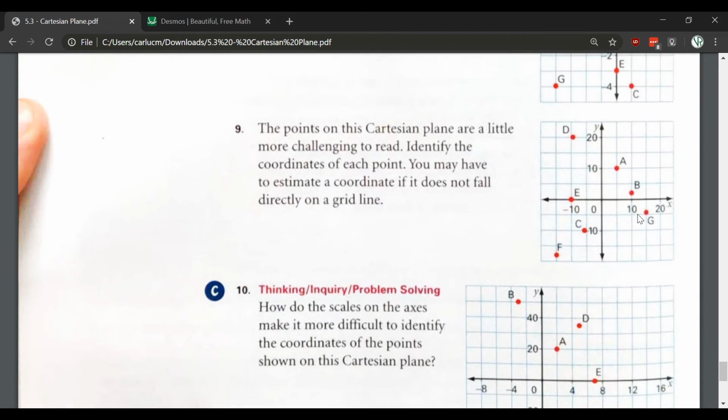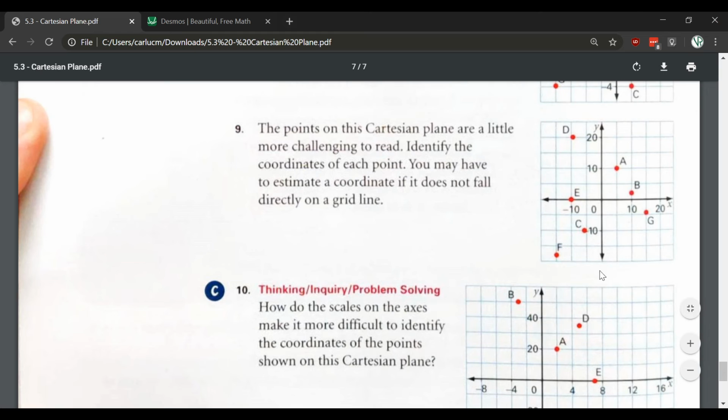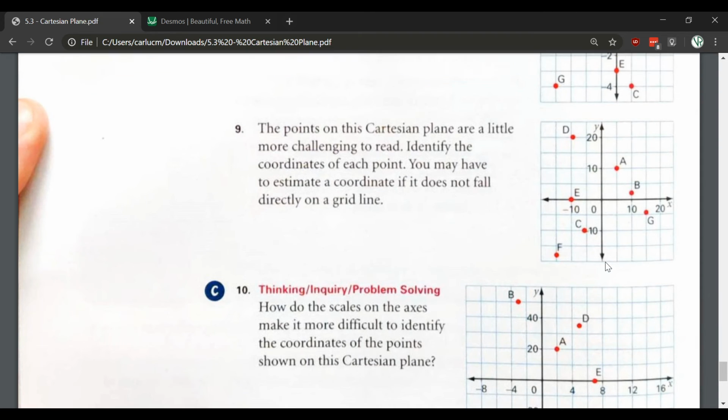In number 9, the points on this Cartesian plane are a little more challenging to read. Identify the coordinates of each point. You may have to estimate if a coordinate does not fall directly on a grid line. This is a case that happens if we have really big numbers. Sometimes we just don't have room to put a scale of 20 up here and then 20 down here. This could be 40, 50 lines, and you're going to have these giant page-sized things. What if we went up to 100? What if you had a point that was at 100 on the y-axis?